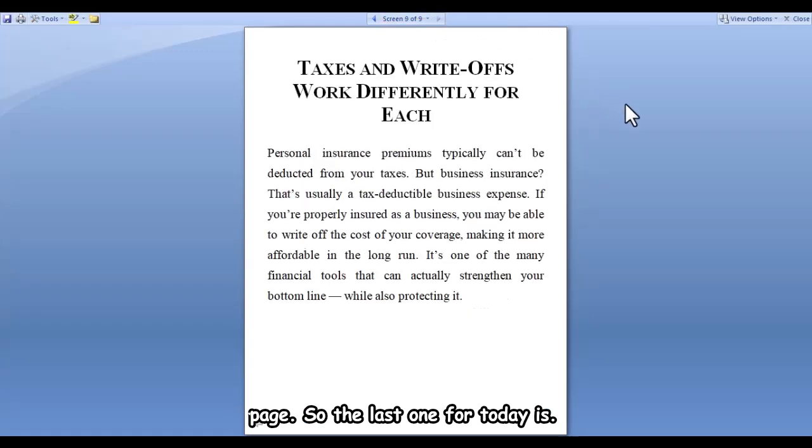So the last one for today is taxes and write-offs work differently for each. Personal insurance premiums typically can't be deducted from your taxes, but business insurance is usually a tax-deductible business expense. So if you are properly insured as a business, you may be able to write off the cost of your coverage, making it more affordable in the long run. So it's one of the many financial tools that can actually strengthen your bottom line while also protecting it.